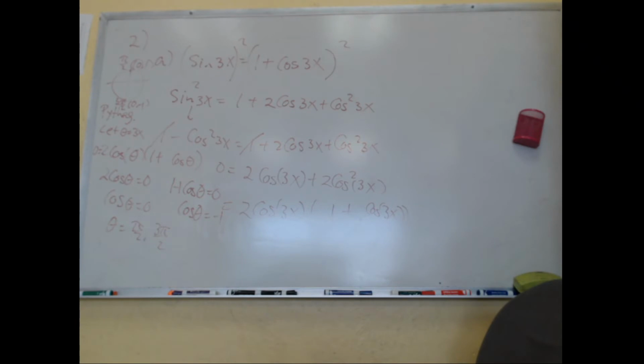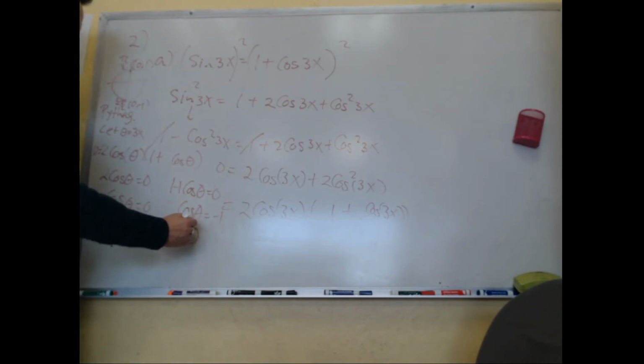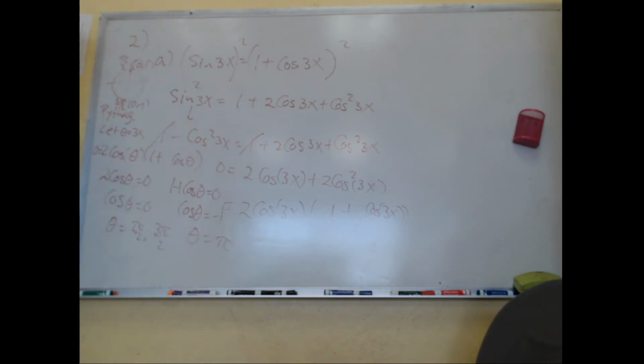So cosine of theta equals negative 1, which gives theta equals pi. Then we solve for x. We know that 3x equals theta, so whatever we have for theta, we divide everything by 3. So we end up with pi over 6, 3 pi over 6, which is pi over 2, and the other one is pi over 3.